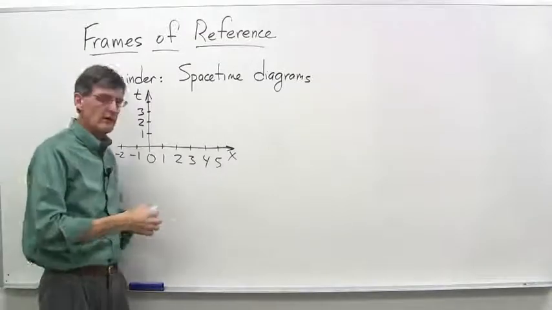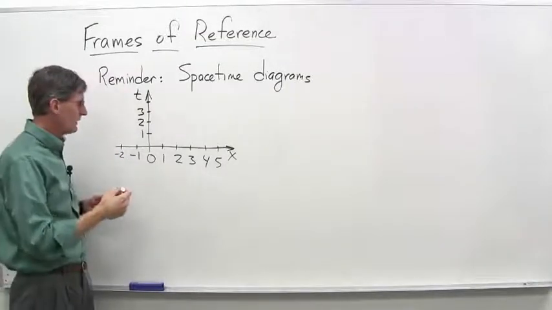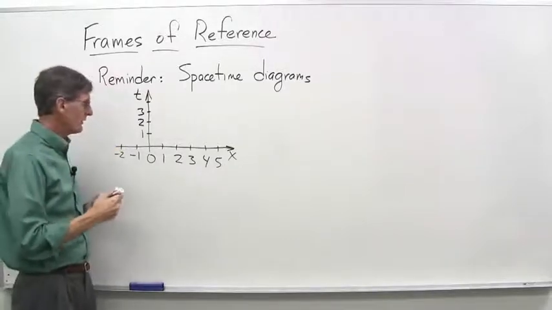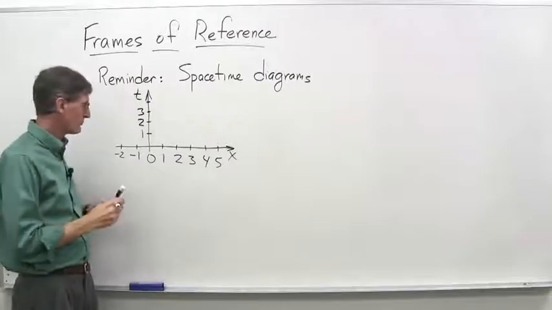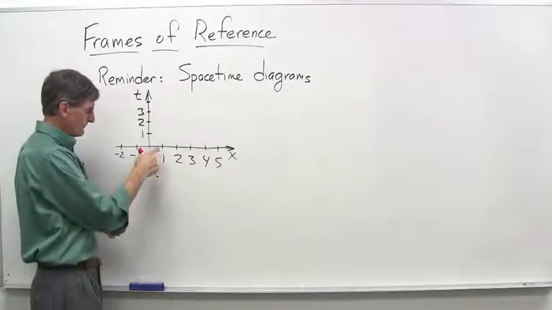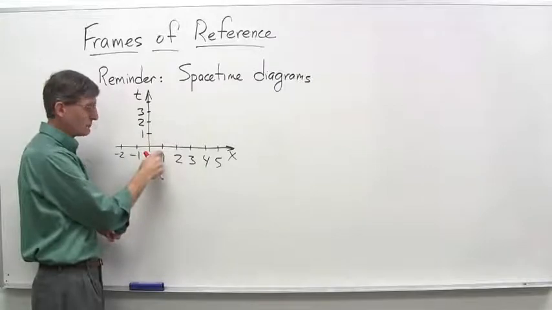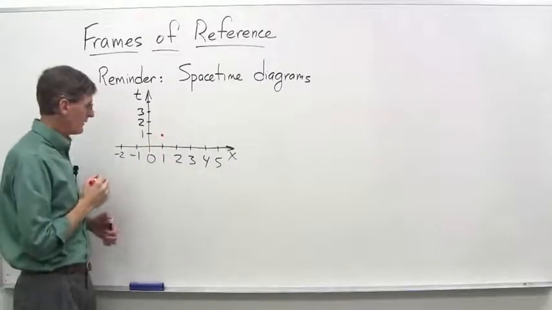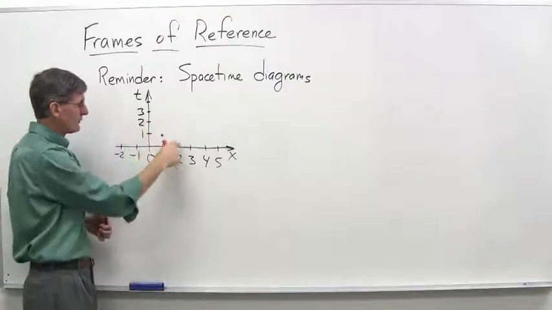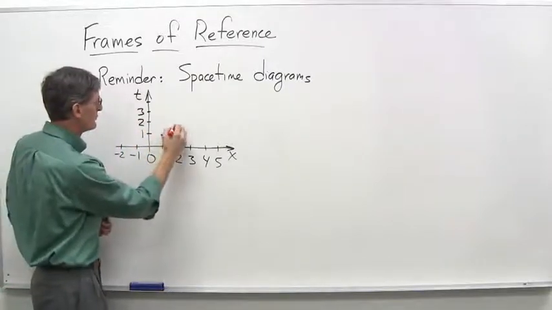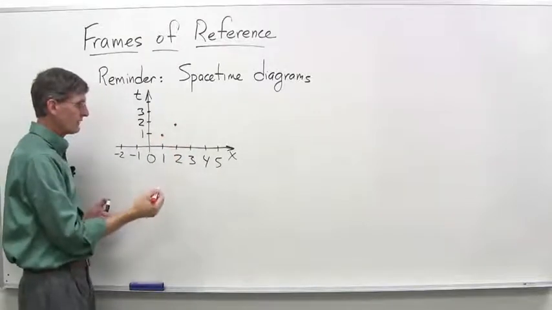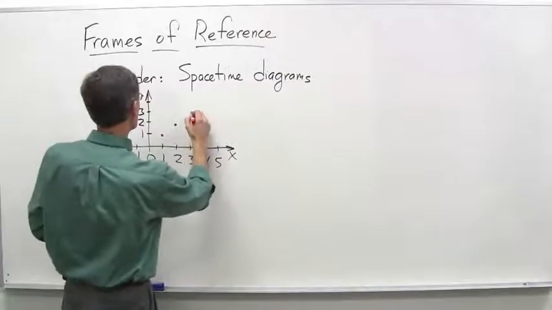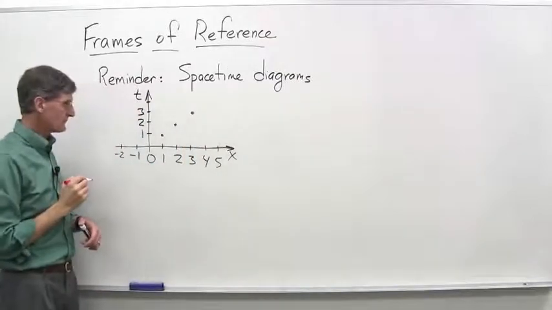Let's imagine a situation where we have an object moving, and we're taking flash photographs of it and recording the position at given times. Say at t equals 1 second, it was at position 1 along the x-axis, and so we put a mark there. And maybe at 2 seconds, it is at position 2 along the x-axis. And at 3 seconds, it was at position 3, and so on, if I can draw that more or less correctly.